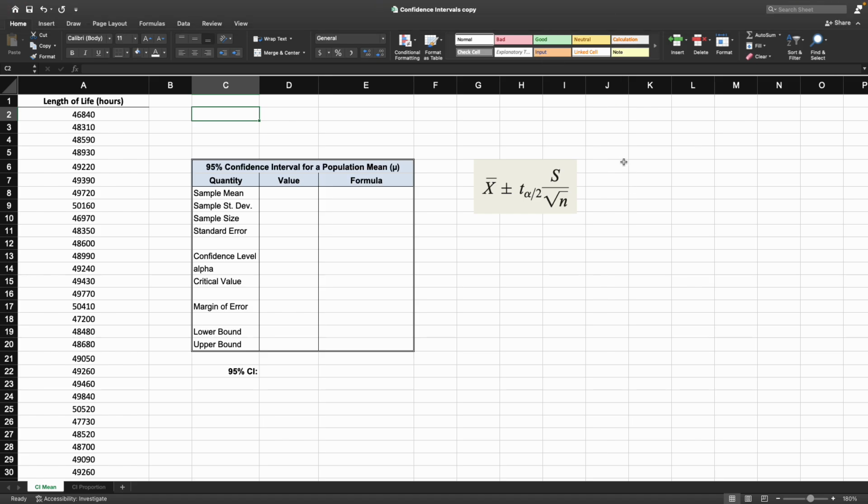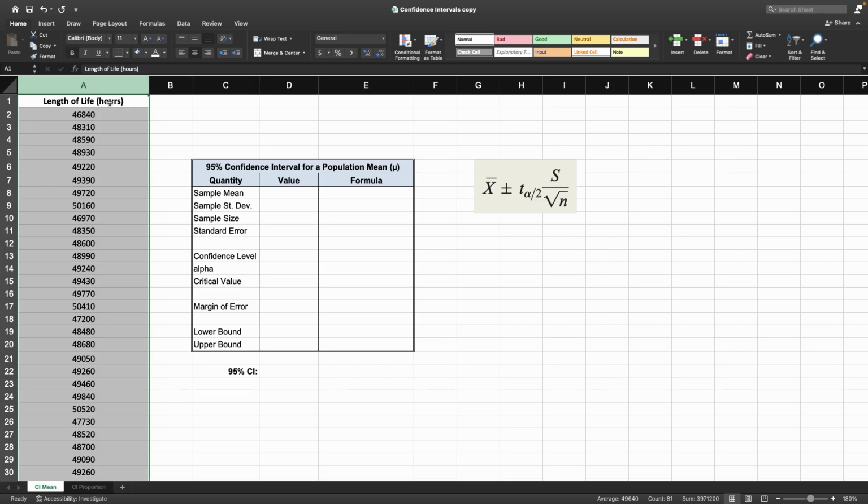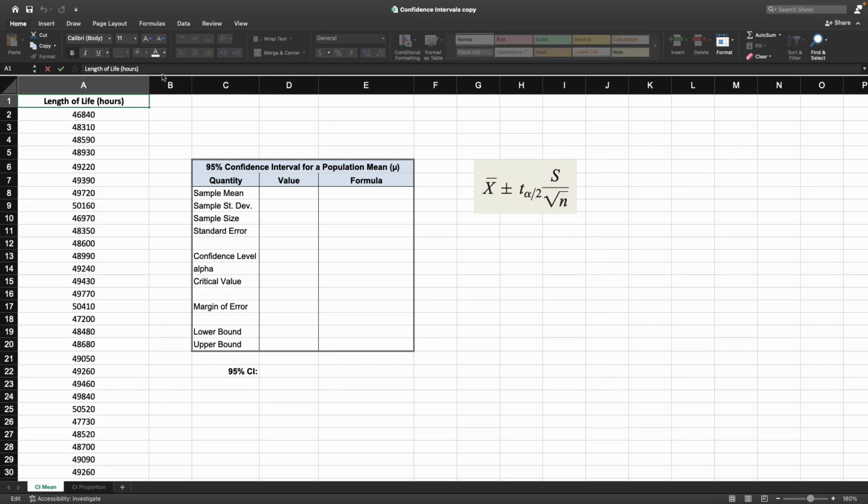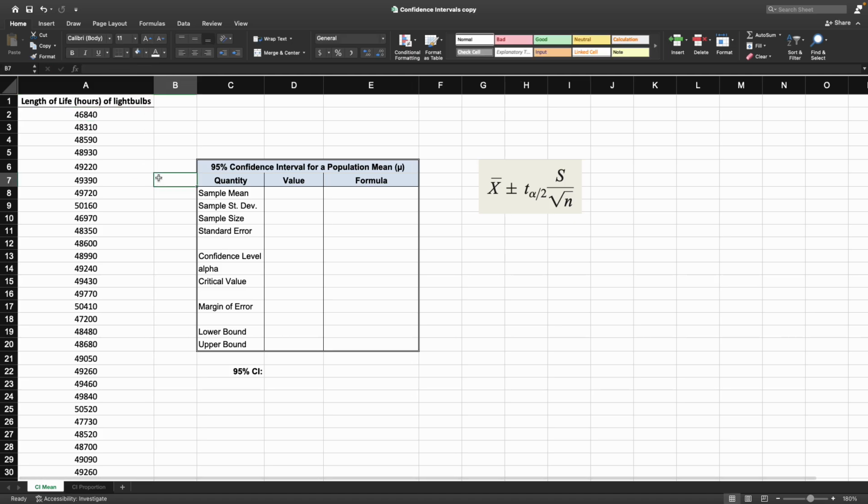All right, so we're going to do some confidence intervals in Excel. So go ahead and open up the confidence interval workbook. And this first tab is confidence intervals for the mean. What we have is length of life in hours of light bulbs. Okay, so we want to make a 95% confidence interval for the mean, mu.